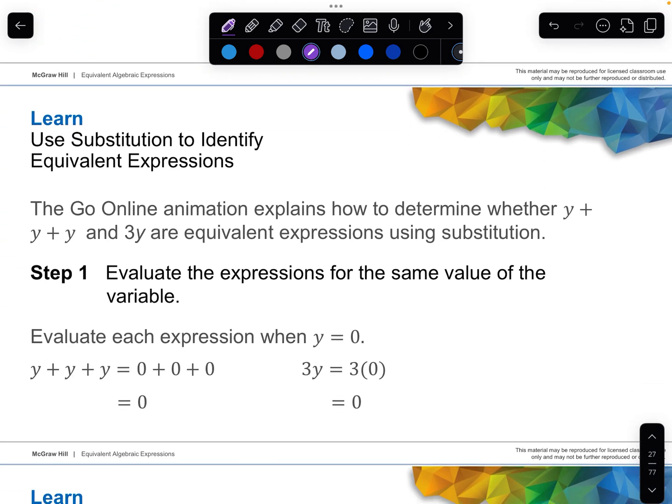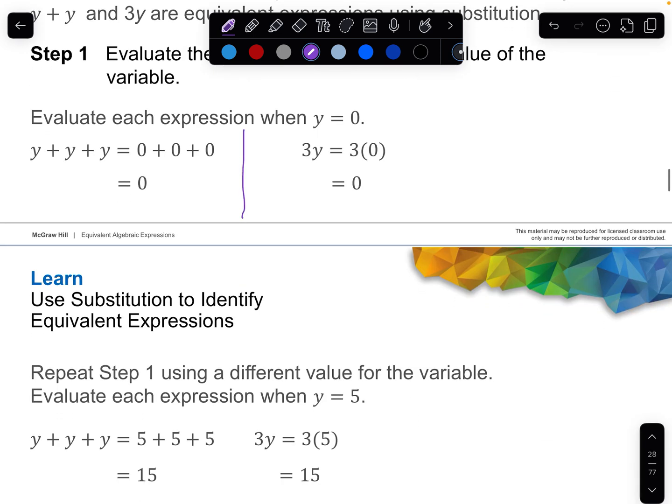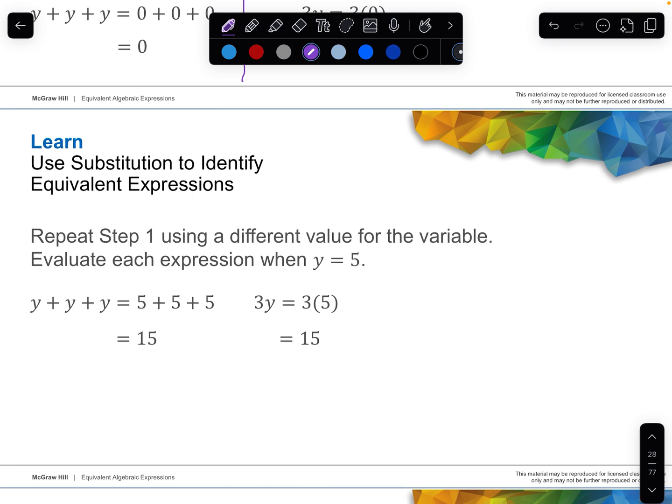We're now going to look at how to determine whether y + y + y and 3y are equivalent using substitution. Guys, we are moving on to page 318. So first, step 1, we evaluate the expressions for the same value of the variable. So let's evaluate each expression when y is 0. On one side, you can see I have y + y + y. When y is 0, that evaluates to 0. On the other side, 3y is 3 times 0, which is also 0. So these are both equivalent when y is 0. Let's try a different value. We repeat it for y equals 5.